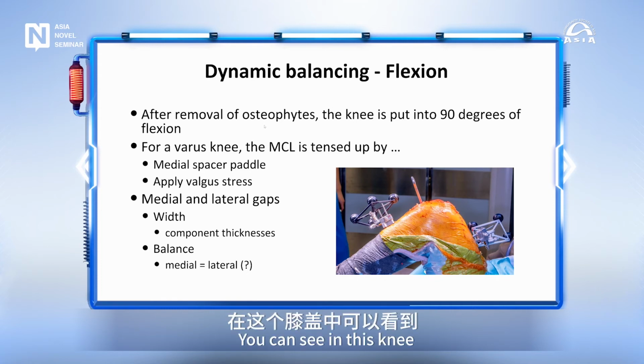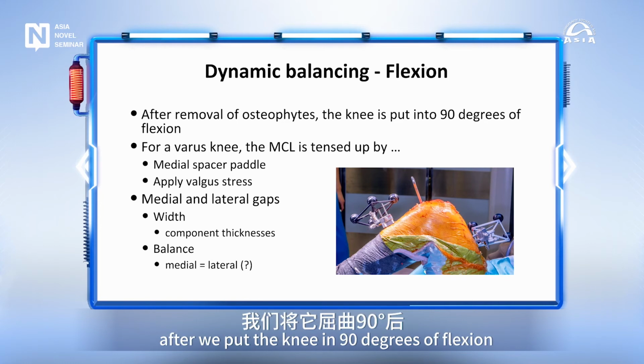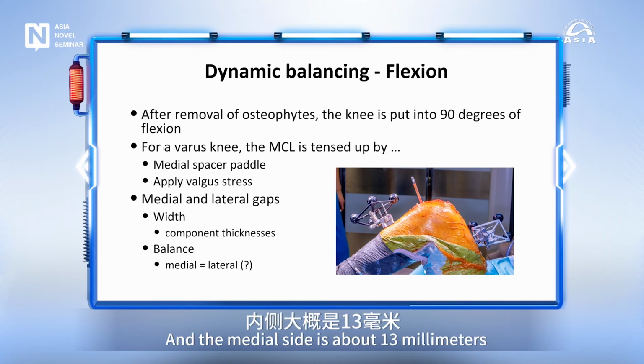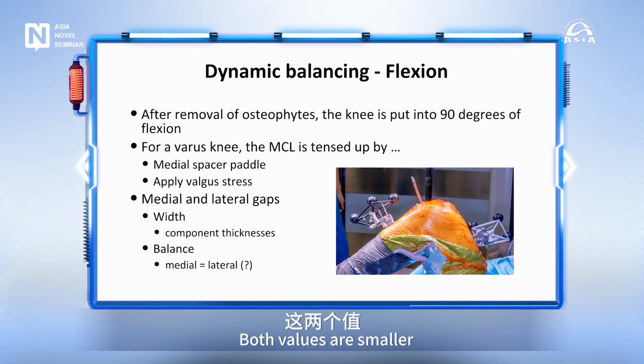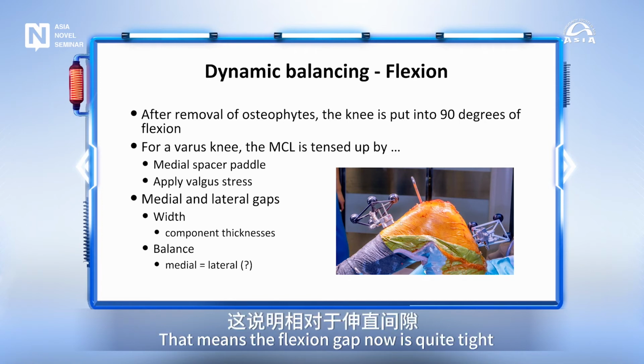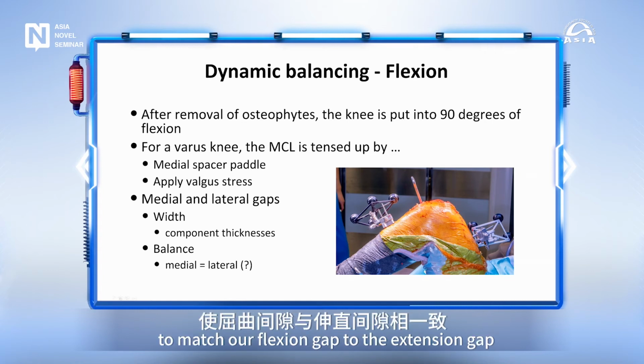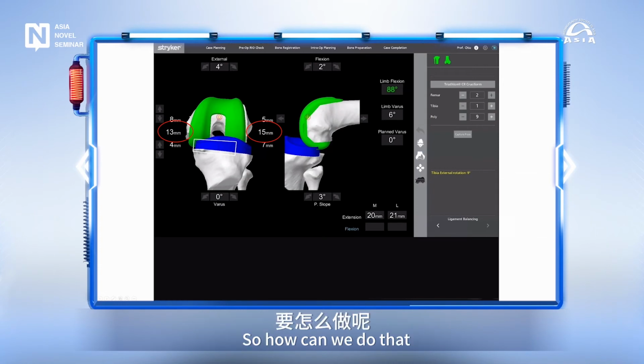So you can see in this knee, after we put the knee in about 90 degrees of flexion, the lateral side is more lax, it's about 15 millimeters, and the medial side is about 30 millimeters. Both values are smaller compared to the extension gap. That means the flexion gap now is quite tight compared to our extension gap. So we need to do something to match our flexion gap to the extension gap. So how can we do that?